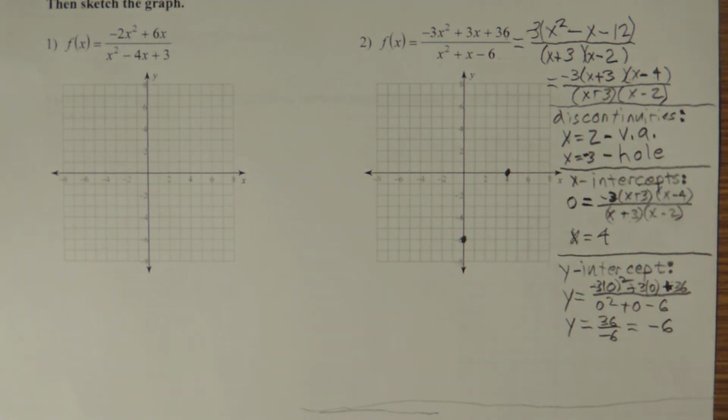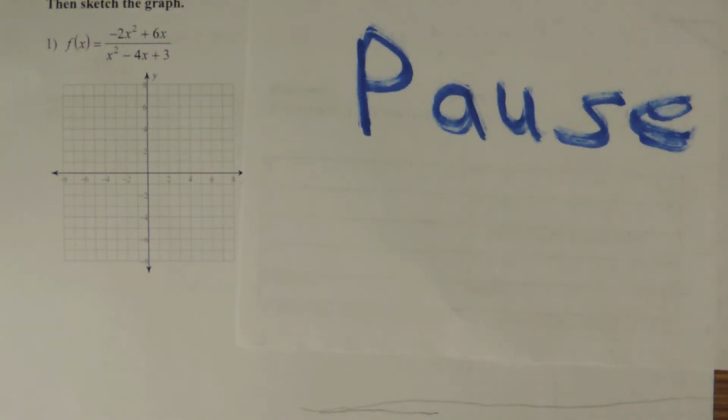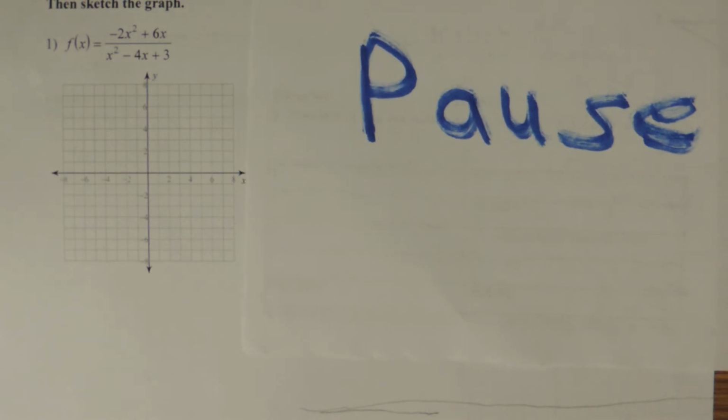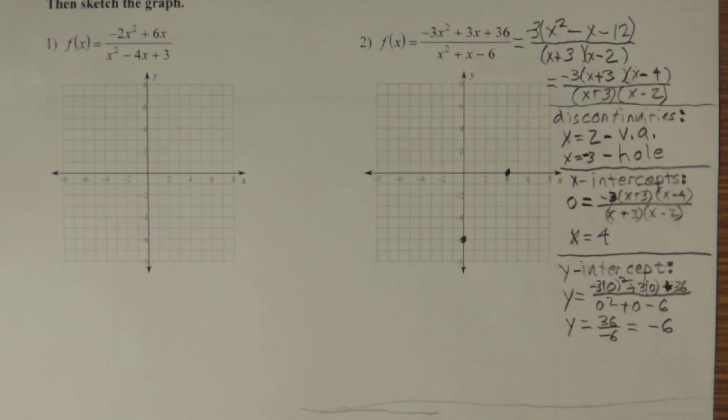Take a look at the other problems, see if you can find the y-intercepts, and then come back to the video. Okay, now that you've found the y-intercepts, we are going to talk about finding the horizontal asymptotes.